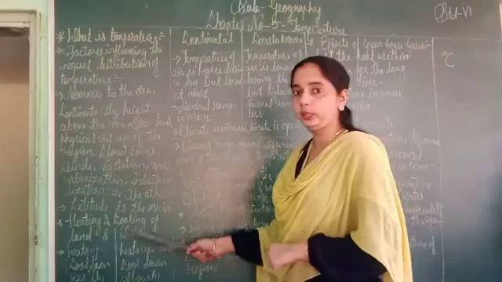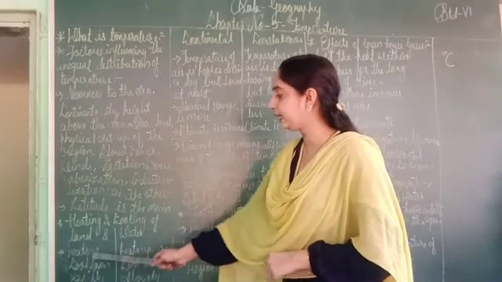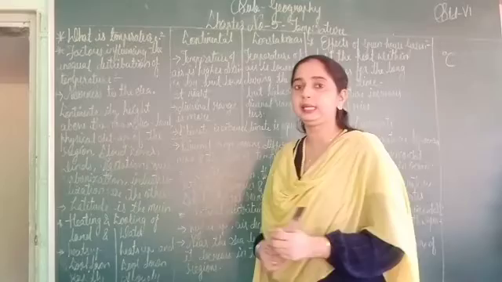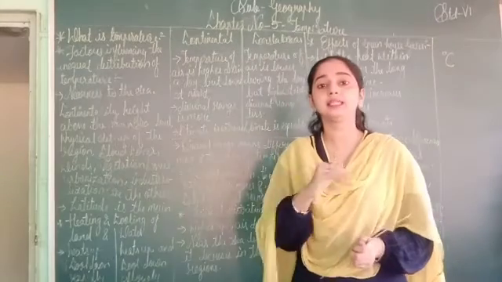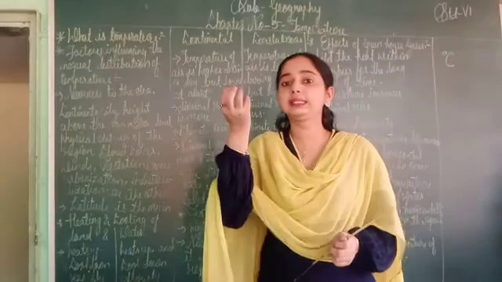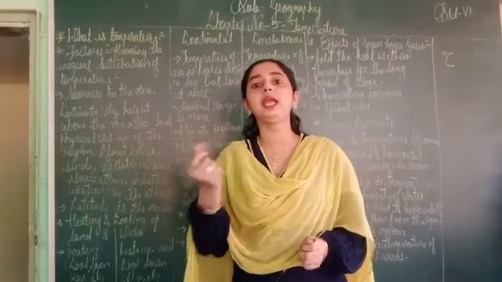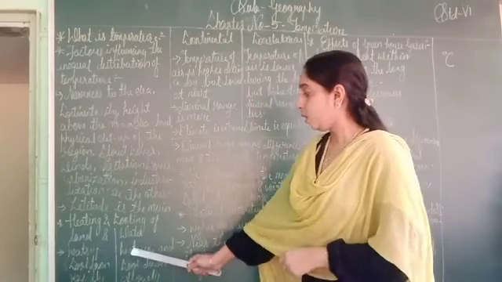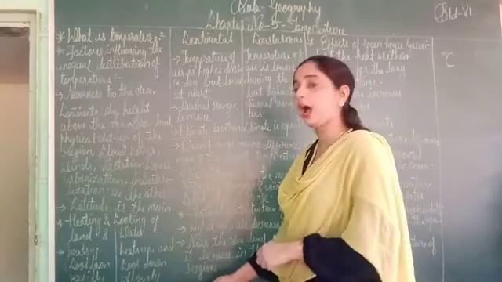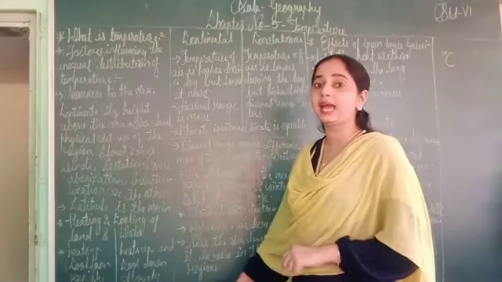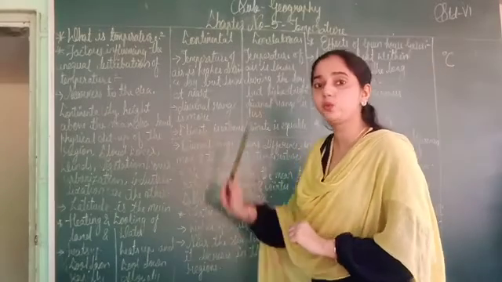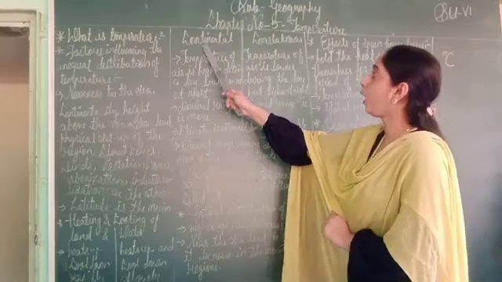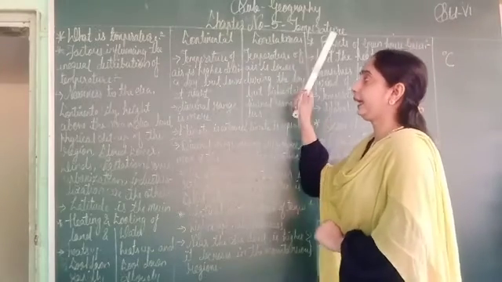Heating or cooling. Okay. So land heats up and cools down rapidly. The land, the surface of the earth, heats up and cools down very quickly. But water heats up and cools down slowly. It takes time to heat up and also to cool down. That is water. Next is continental and coastal area.